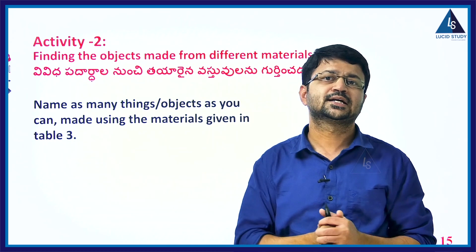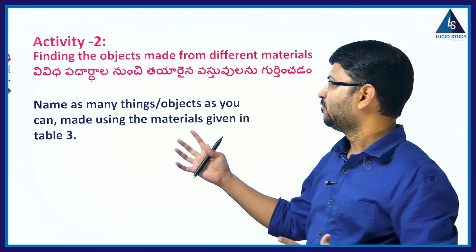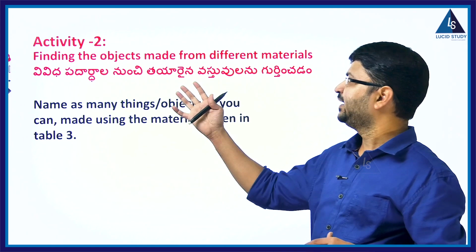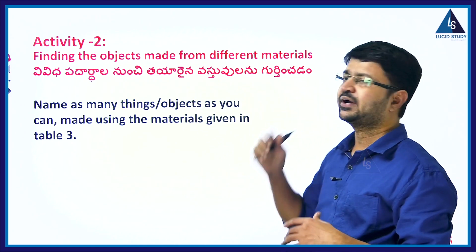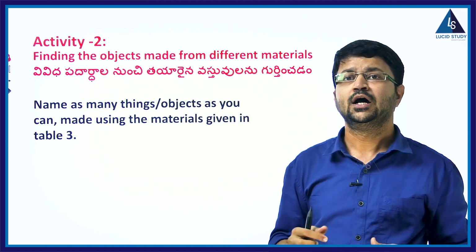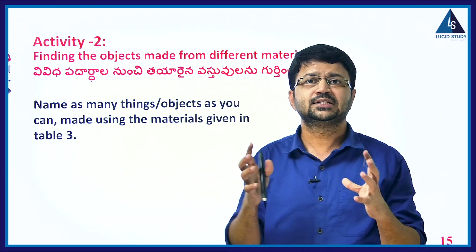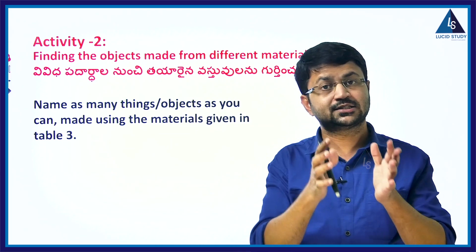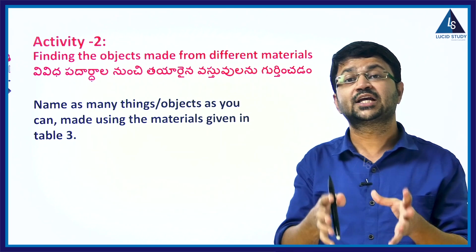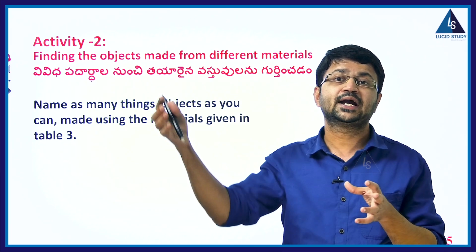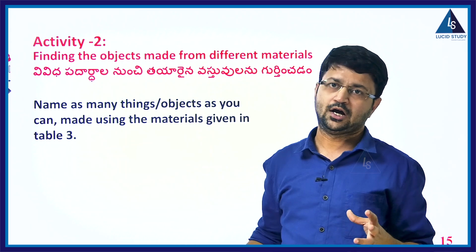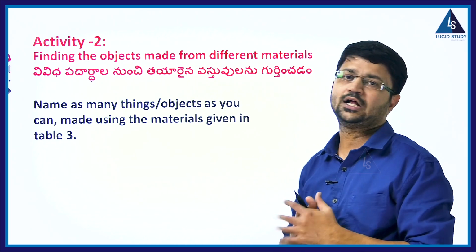Now let us discuss activity 2. What is this activity 2? Finding the objects made from different materials. Is it clear? Now what will happen? As I said, there are some materials which can be used to make many kinds of objects. Let us discuss all those things.